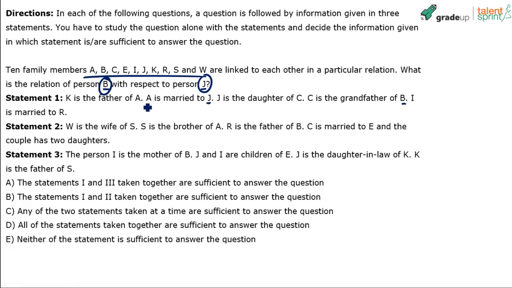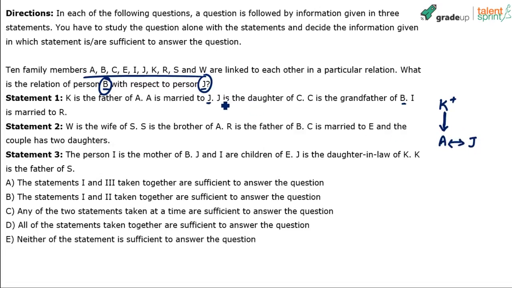Now, K is the father of A, who is married to J. So try and draw the family tree for this one. K is the father of A, right? A is married to J. So we are using a double-headed arrow. Our notations of blood relations, we have discussed this in our TalentSprint videos. Just follow that. A double-headed arrow would mean this is a married couple. Now, whose husband and wife is not known to us, but A is married to J.